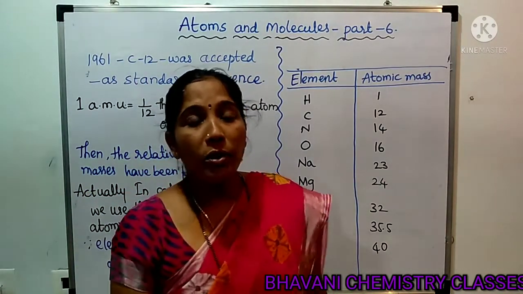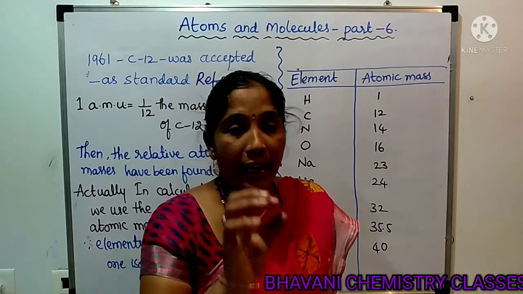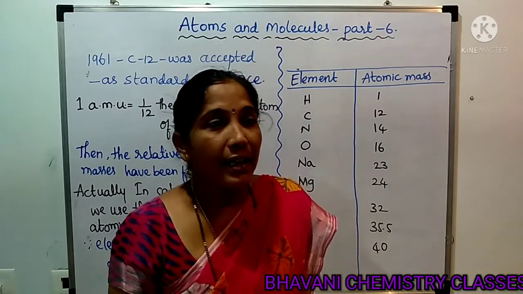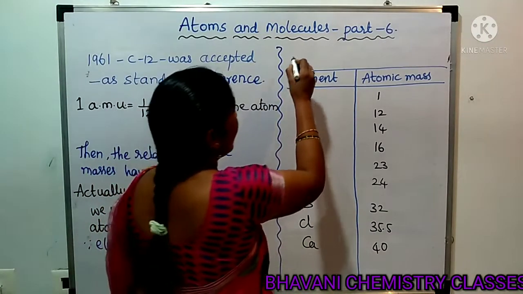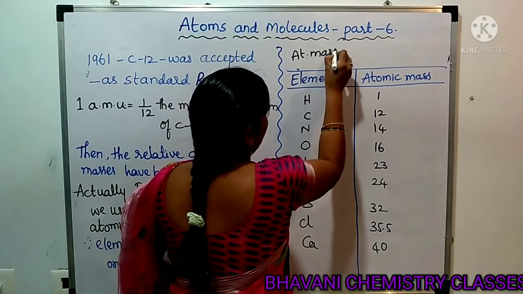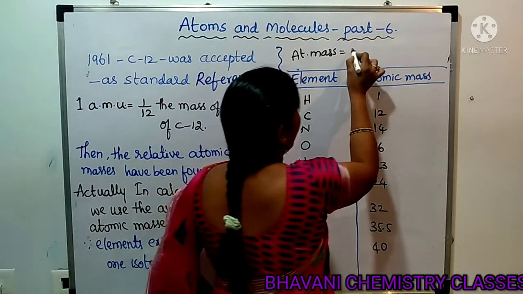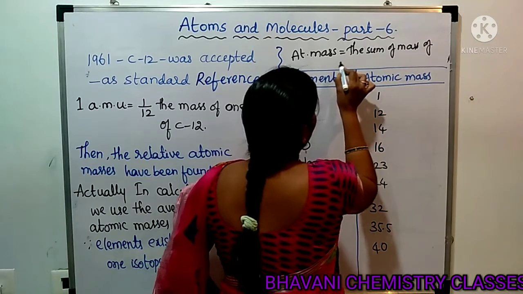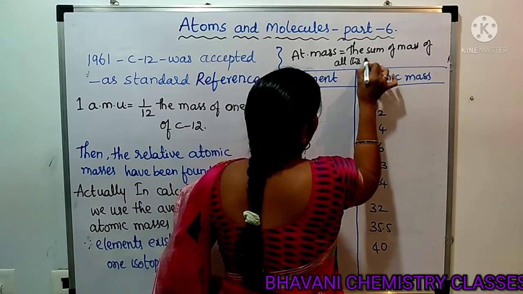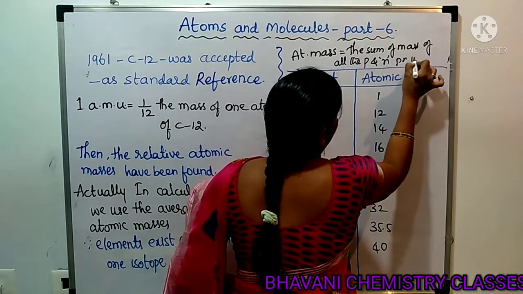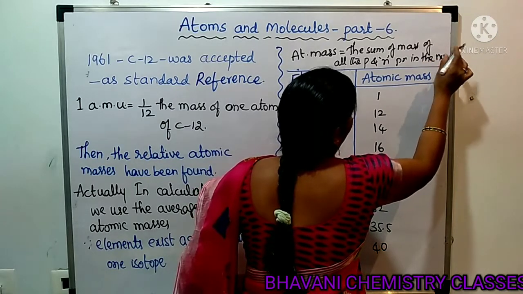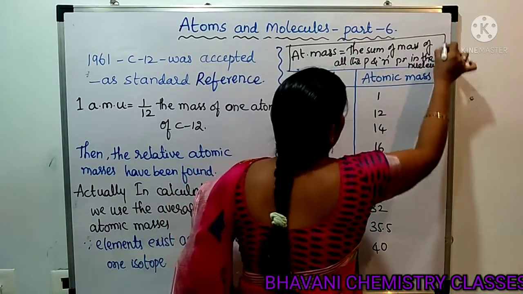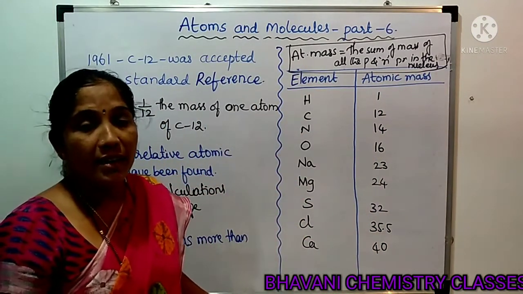So students, I hope you understood well about the atomic mass in this class. Finally, what is the atomic mass? It is the mass of an atom, or it is the average mass of an atom. And one more thing is there, the atomic mass will be equal to the sum of mass of all the protons and neutrons present in the nucleus. This is also one thing, but you don't know the concept of nucleus. In further classes we will get.